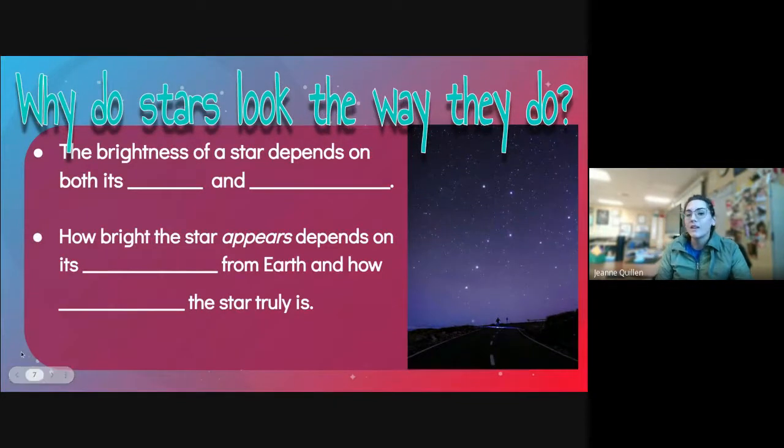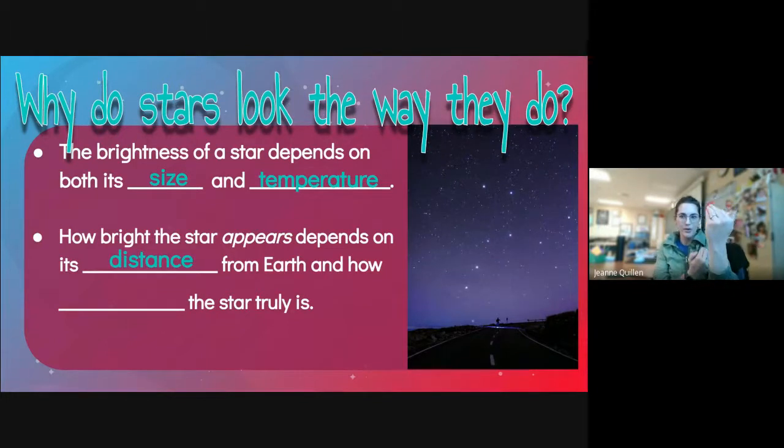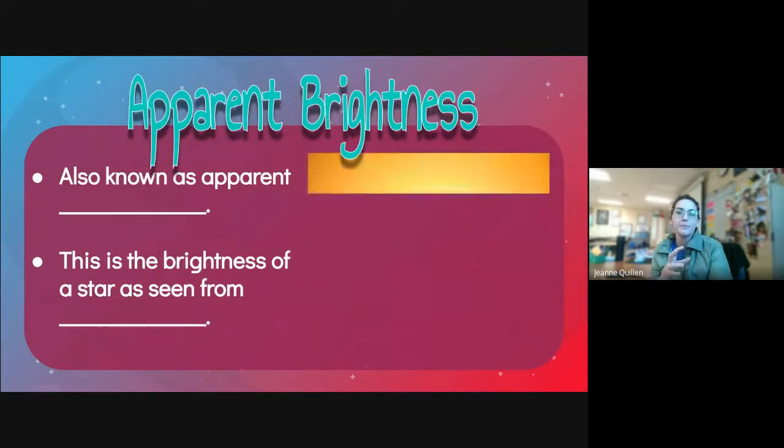So the brightness of a star depends on its size. So how big is the star? And it also depends on the temperature of that star. Now, how bright the star appears to us here on Earth depends on the distance that star is from Earth and also how bright that star truly is. Okay, so there are a couple of factors that go into that.